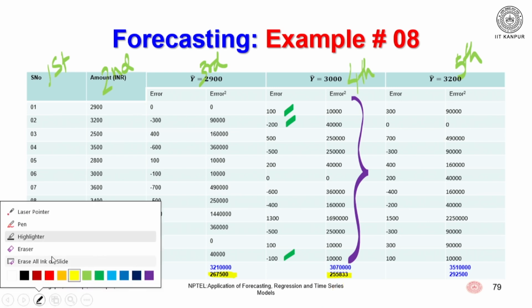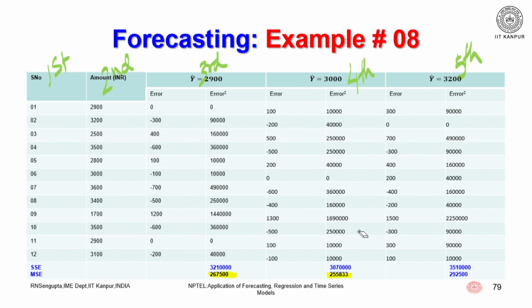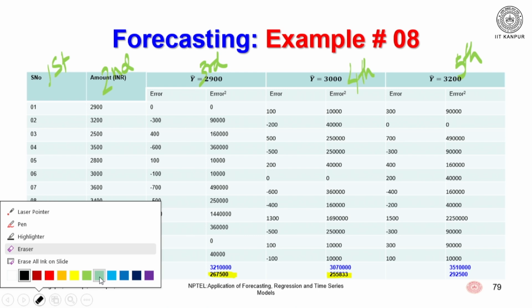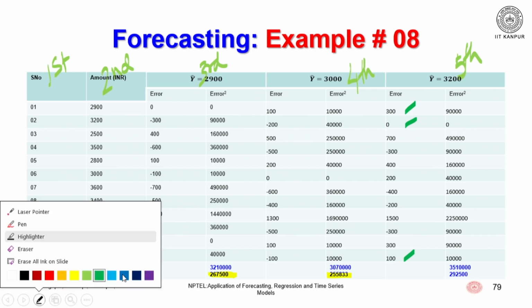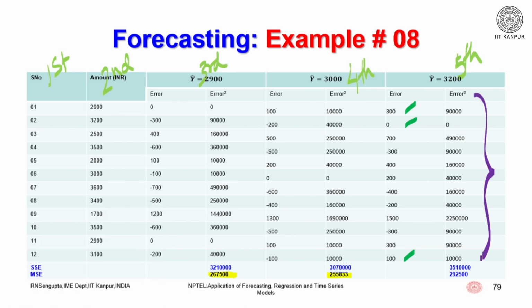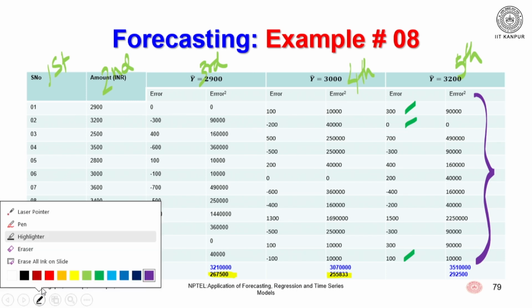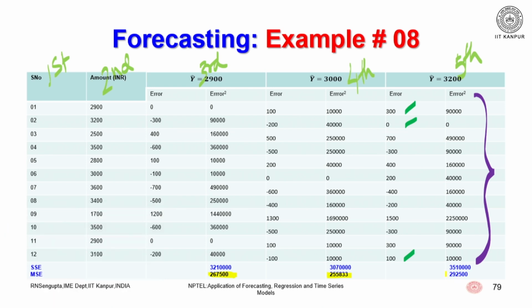And if I continue doing the same calculation as I have done for the third and the fourth column, I would highlight that for 3200, the errors are 3200 minus 2900, which is plus 300, and similarly 3000 minus 3200 is 0, and the last value is 3200 minus 3100, which is plus 100. If I find the square of the errors, which I am highlighting with the violet one, and then the sum of the squared errors, based on that I find the mean square of the errors. The mean square error for y hat equal to 3200 comes out to be 292500.